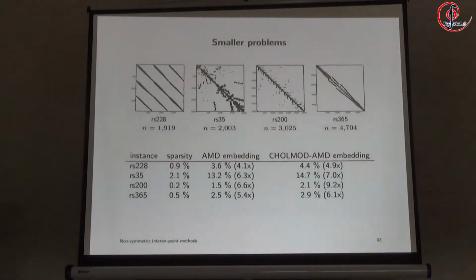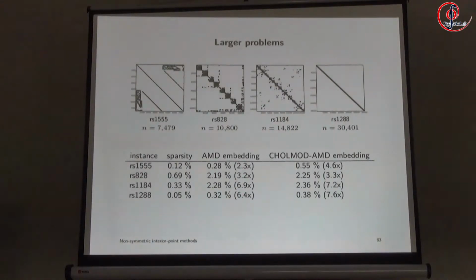So these are some smaller examples from this set. This is the original sparsity in these four matrices. This is the sparsity with the AMD embedding, so it's times 4 or 6. And this is with the Chordal embedding, which is denser, but we'll see it actually works better because it has fewer but larger cliques in the graph. And these are some larger problems, up to 30,000, and we have the same difference.